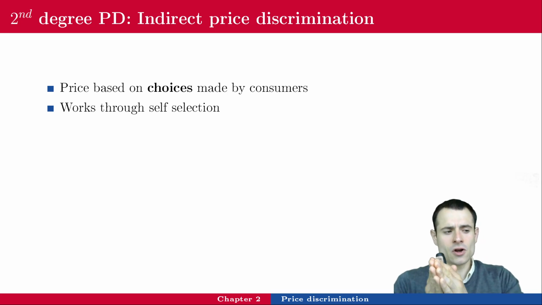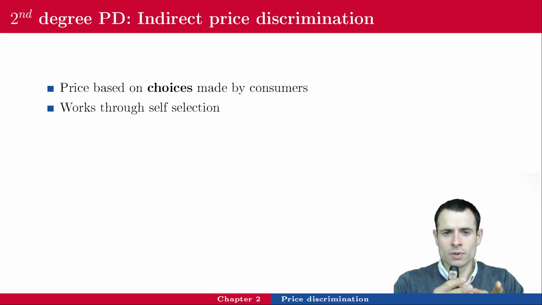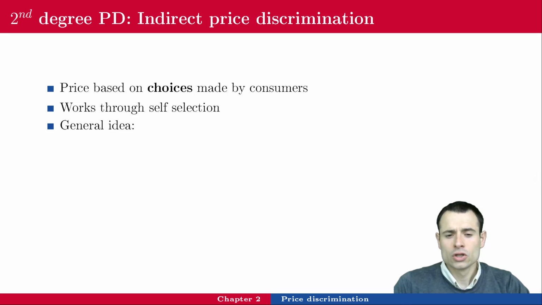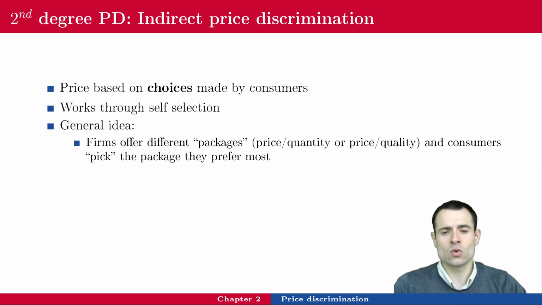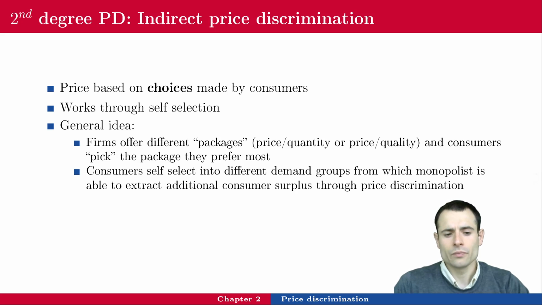It is proposing different options for the same good, but different quantities at different prices, and consumers will choose what they prefer. The general idea is to offer different packages. It could be a price quantity package or a price quality package. And consumers pick the package they prefer the most. Consumers self-select into different demand groups from which the monopolist is able to extract additional consumer surplus through price discrimination.